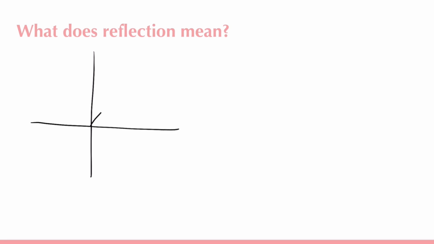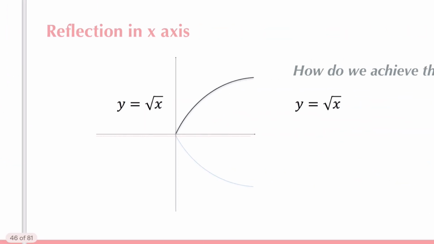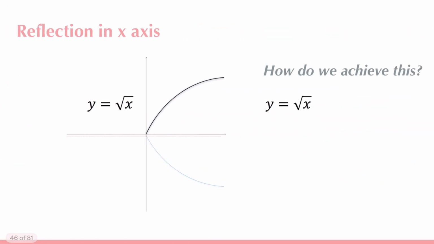So if I were to draw a square root function, we know about reflections in the x-axis, and we also know about reflections in the y-axis. Here is an example of a reflection in the x-axis. Our original function is y equals the square root of x, and you can see that it's been reflected in the x-axis, which means that the x-axis acts like a mirror. All of the x values are staying the same, but all of the y values are the negative version of what they were originally.